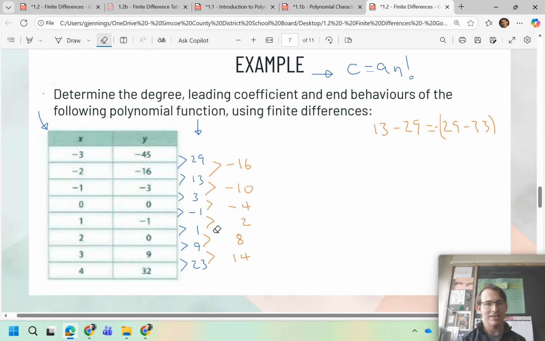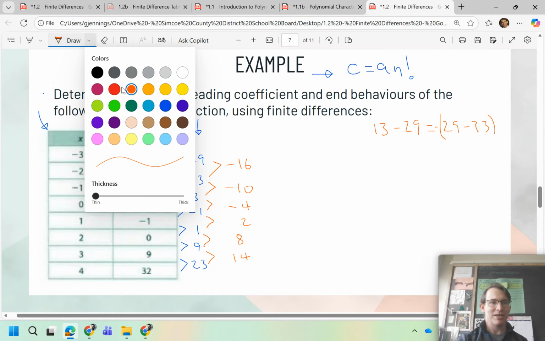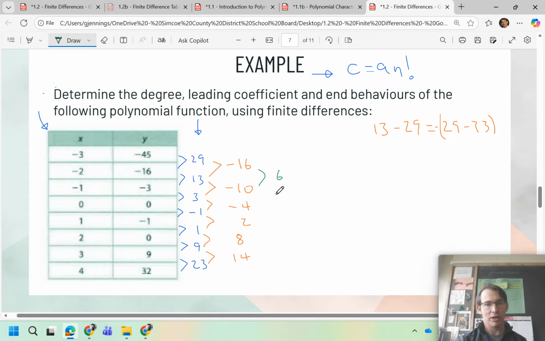Now we can see the pattern, right? Now you can see what's coming next. You're really excited to do this. Minus 16 goes up to minus 10. We are bigger by 6, bigger by 6, bigger by 6, bigger by 6, and bigger by 6.